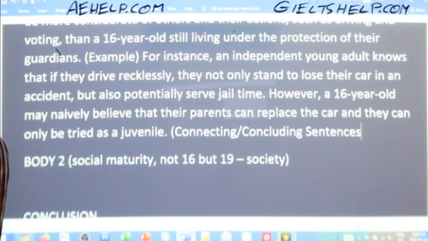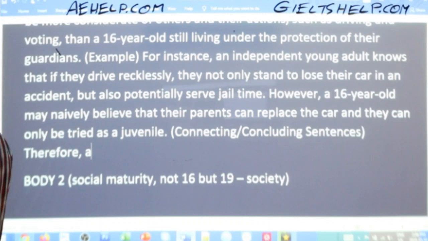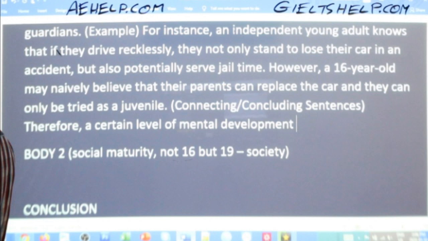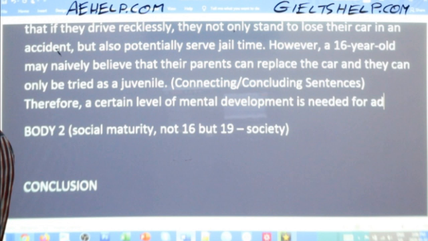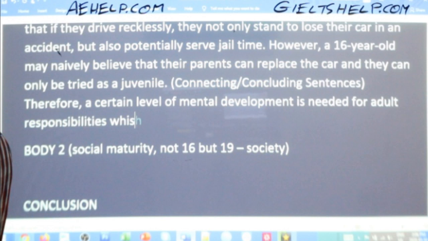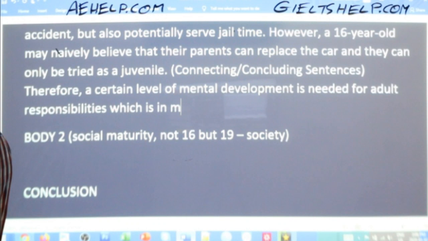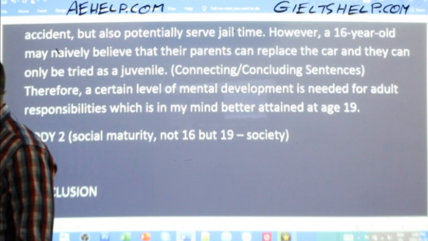Therefore, a certain level of mental development is needed for adult responsibilities, which is, in my mind, better attained at age 19. Okay, so that's my connecting concluding sentence.